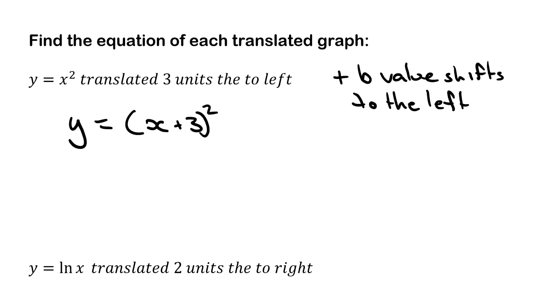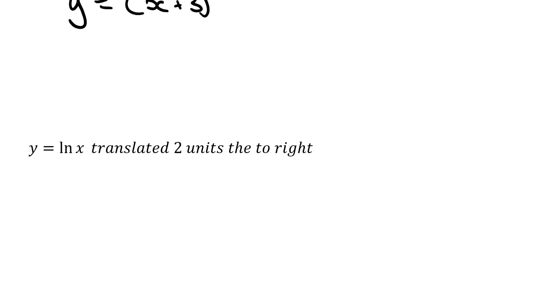You need to make sure it's inside the brackets so we're not creating a vertical translation. x squared plus 3 is a vertical translation on the y-axis. Inside the brackets is a horizontal translation. ln x is translated 2 units to the right.